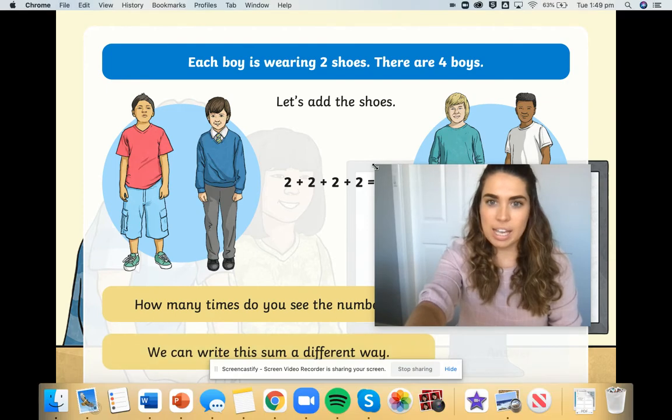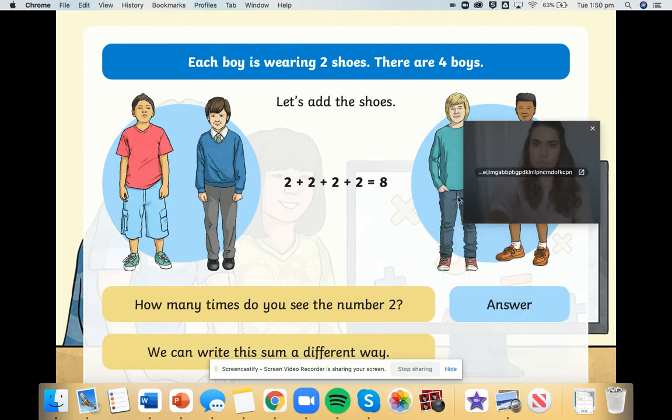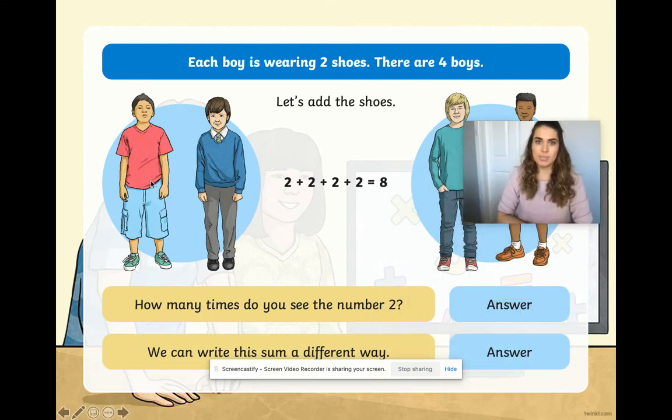In this picture, each boy is wearing 2 shoes. There are 4 boys. The question would be, how many shoes are there altogether? You could use a times table fact: there are 4 boys, each has 2 shoes, so it would be 4 times 2 equals 8.